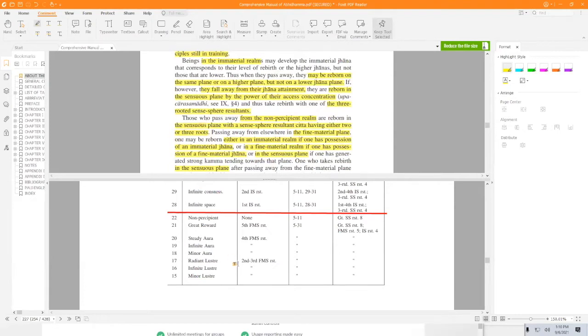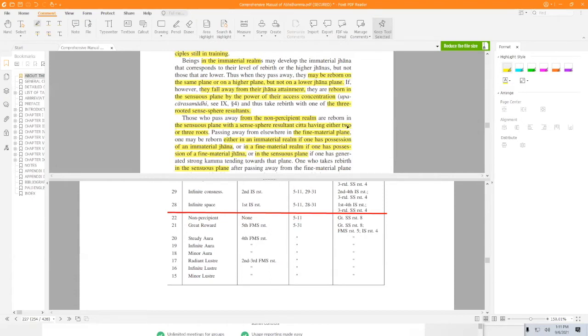Okay, then remember in the fine material realm, there's one plane called the realm of the non-percipient beings, beings who don't have any consciousness at all, no consciousness, no perception, no volitional activities. So they're not creating any new karma. So when they pass away from this realm, then they take rebirth into the sense sphere plane with a sense sphere resultant having either 2 roots or 3 roots.